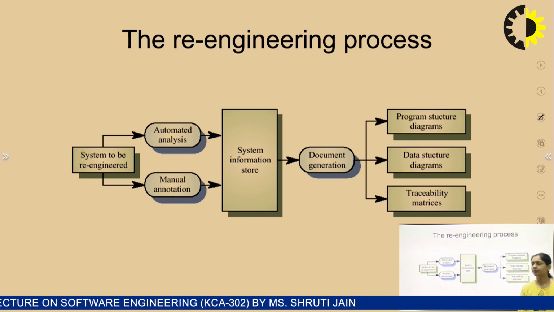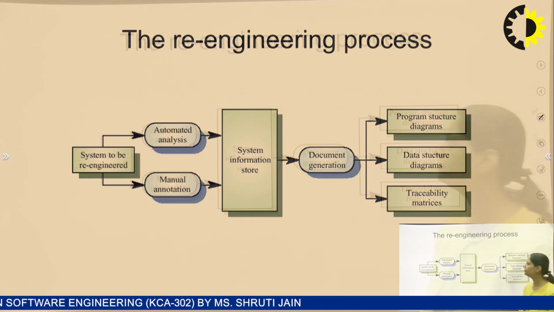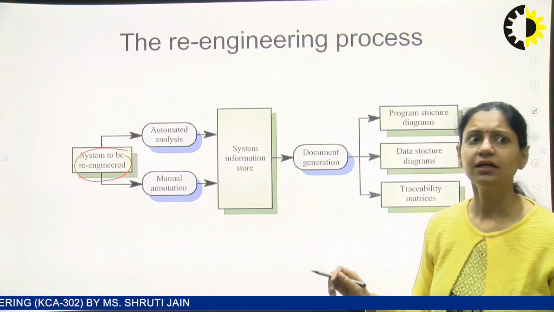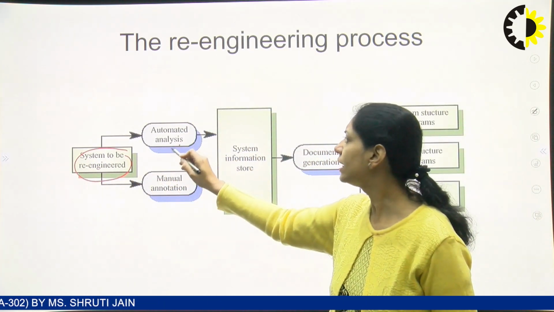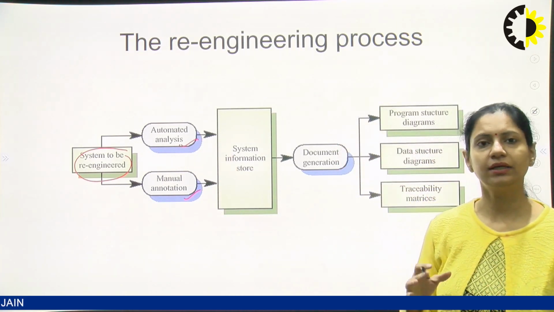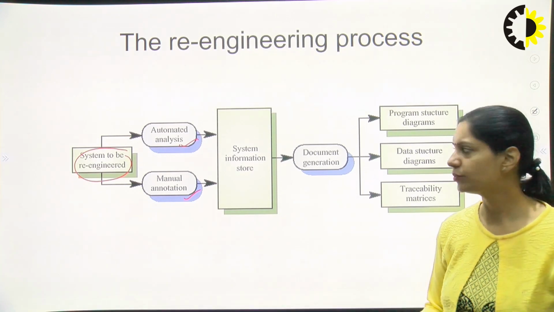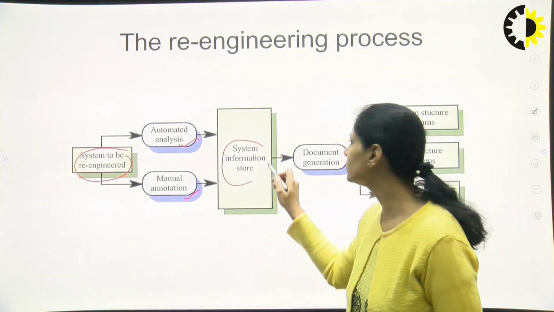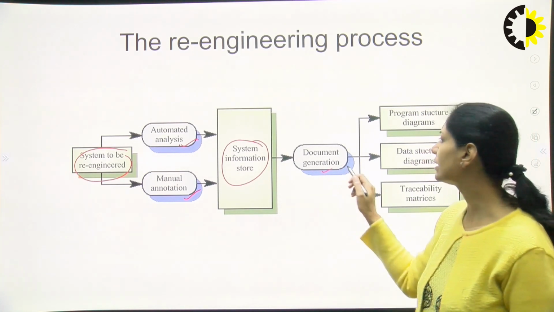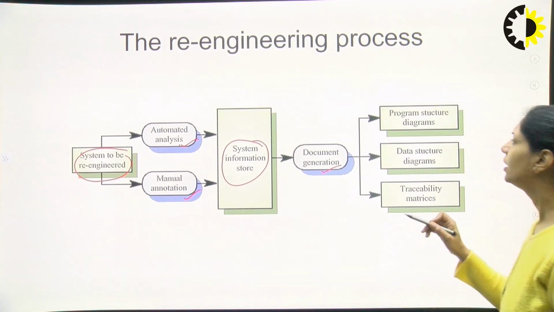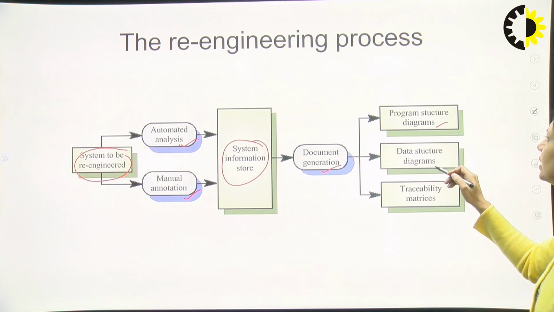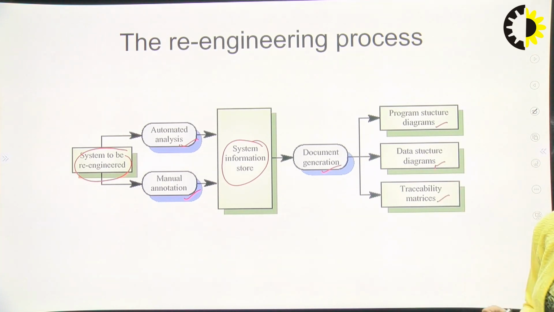Now the re-engineering process. Here we have the system to be re-engineered, the process that needs to be re-engineered. That moves into either automated analysis or manual annotations, depending upon how the changes are to be made. That moves into the store, the database where the system information is stored. That leads to the documentation generation. This documentation generation is in the form of program structure diagrams, data structure diagrams, or traceability matrices.